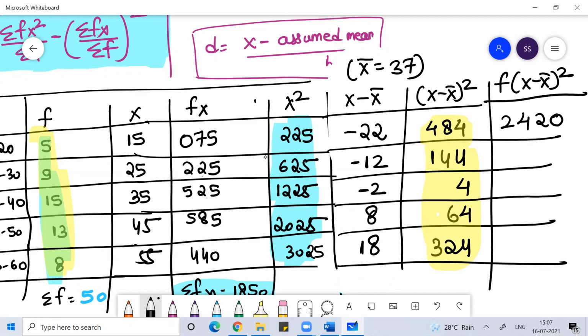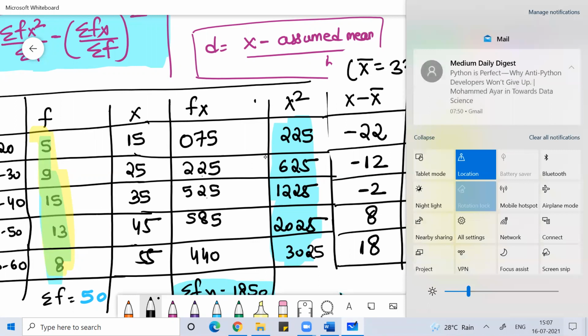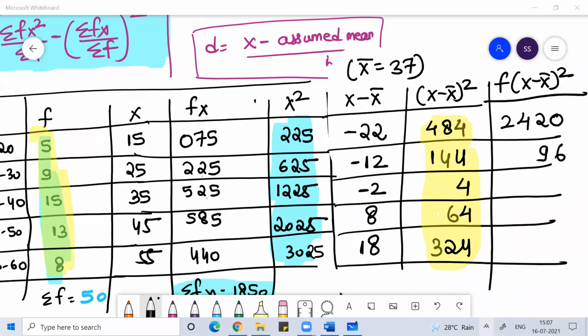9 fours are 36. Then 3 carry 36, 39, 3 carry 12, 1296. Then 16 into 4... 16. Then 13 into 64. 13 fours are 52, right? 13 sixes are 78. So this is 832.